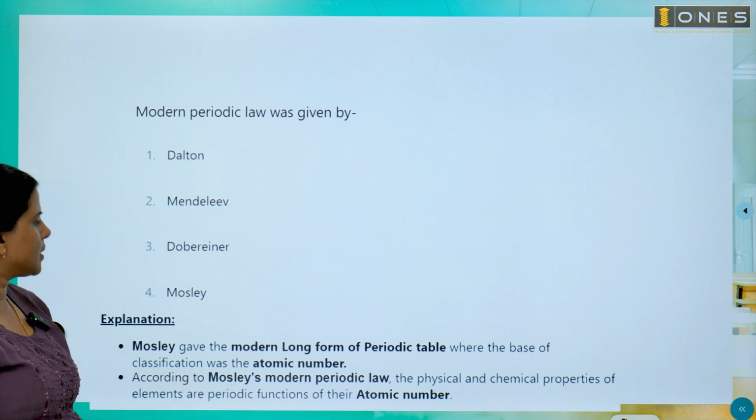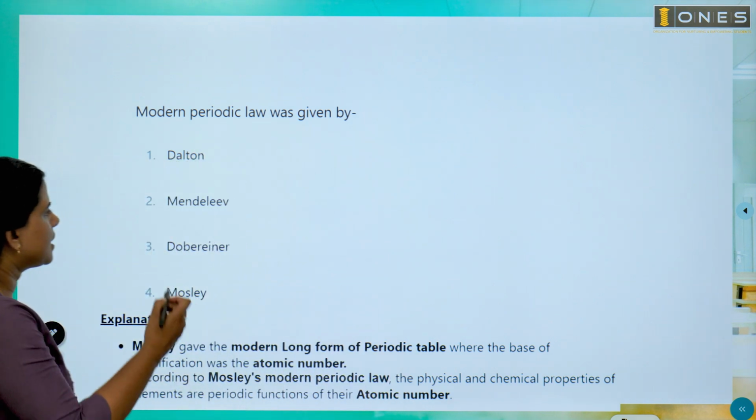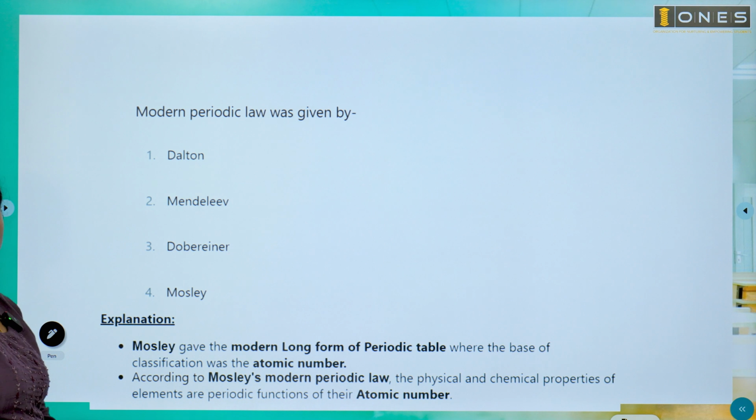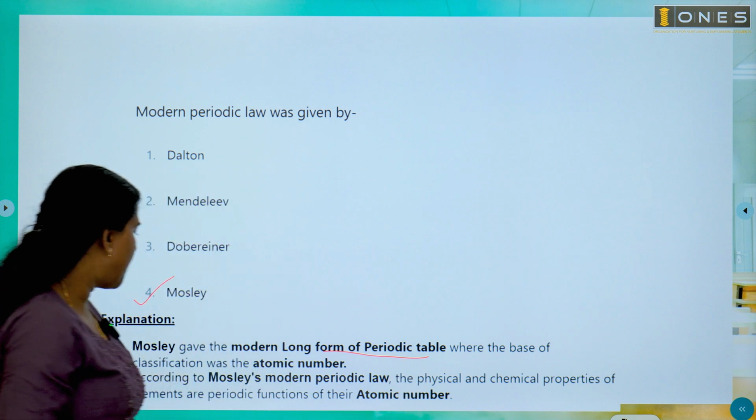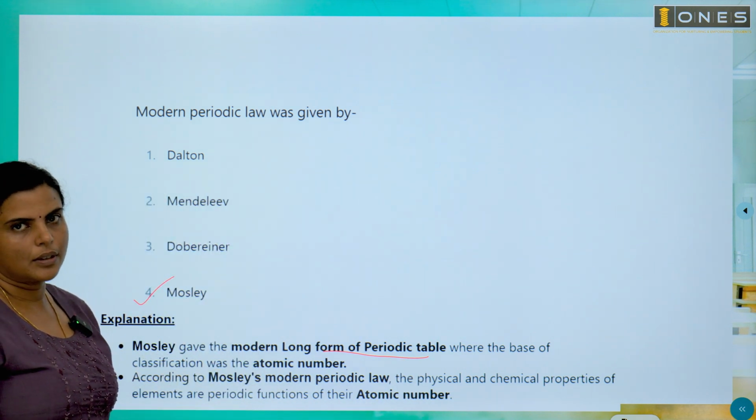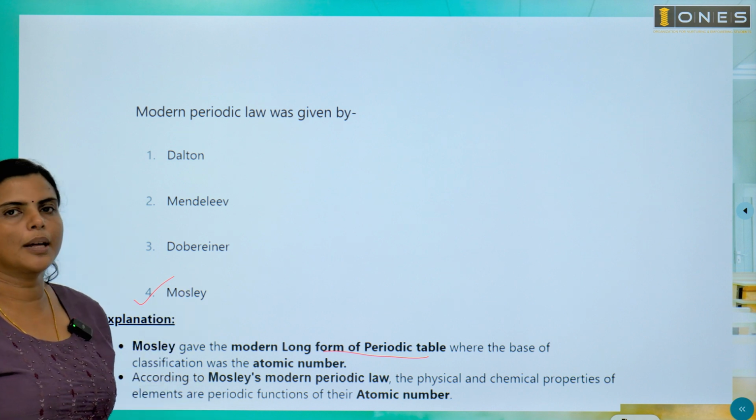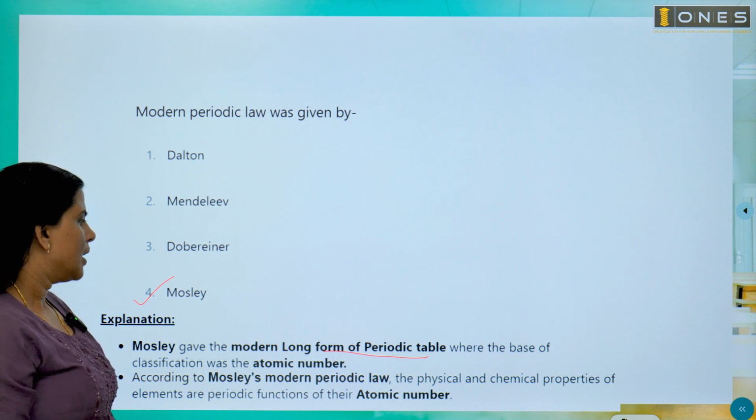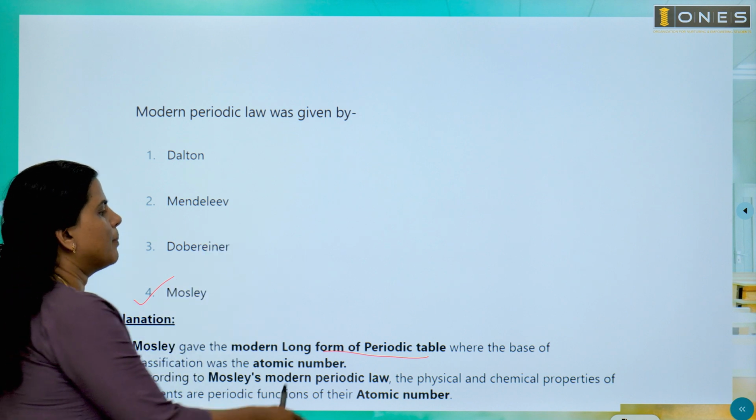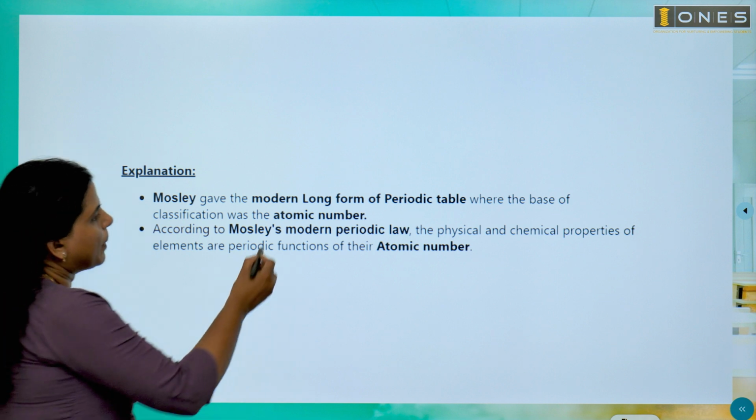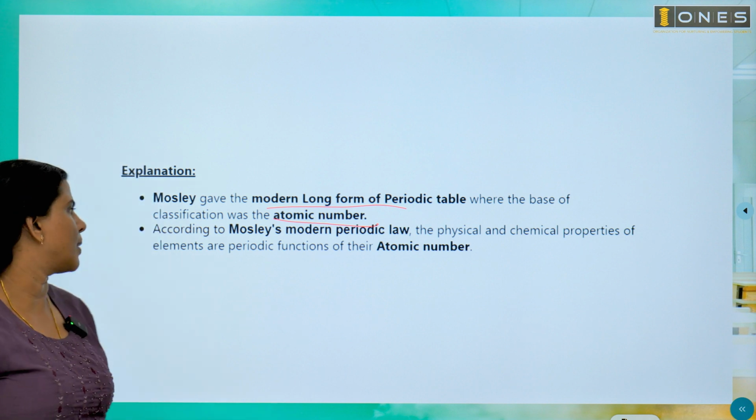Modern periodic law was given by Moseley. The options are Dalton, Mendeleev, Dobereiner, or the fourth option, Moseley. The answer is Moseley. Moseley gave the modern long form of the periodic table, where the base of the classification is atomic number. In the periodic table given by Mendeleev, atomic mass was the criterion. The physical and chemical properties of the elements are periodic functions of the atomic number, according to Moseley. In Mendeleev's it was atomic mass.